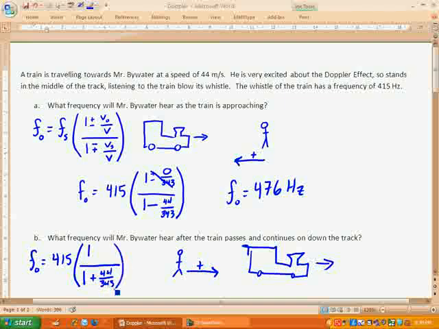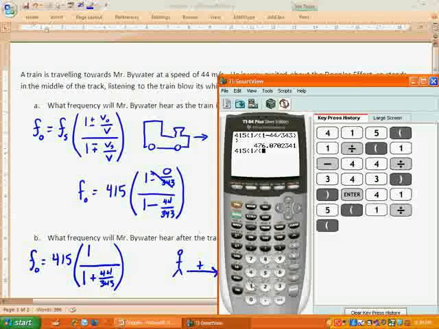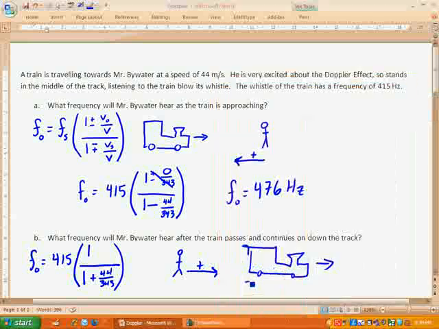So we punch this into our calculator. Since the train's going away, we expect it to be a lower frequency, so hopefully that's what we get. 1 divided by, and again I'm going to put this in parentheses, 1 plus 44 over 343. Close it up. Oh, I put an extra parentheses there, sorry about that. And we get 367.8, so 368 hertz, which is less than the frequency we started with, which makes sense because the train's moving away.